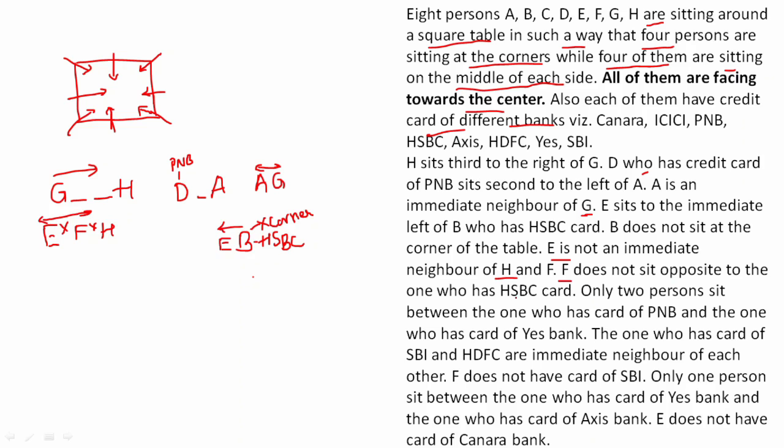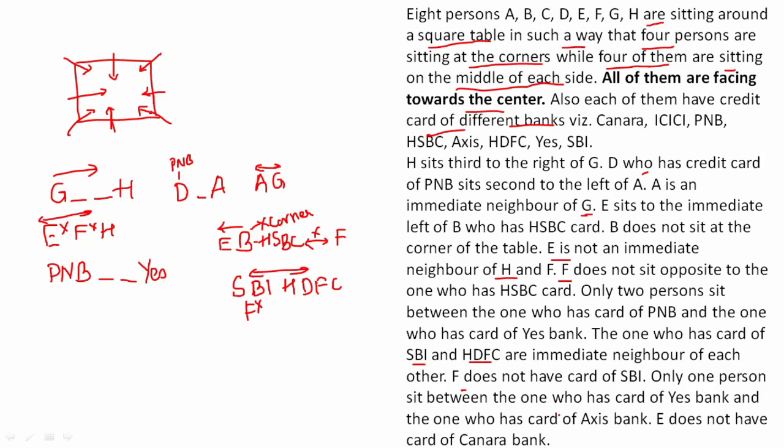F does not sit opposite to the one who has HSBC card. So B is having HSBC card. So opposite who will not be there? F will not be there. Only 2 persons sit between the one who has card of PNB and the one who has card of Yes Bank. But we have to put it separately because we do not have PNB. Only 2 persons will be sitting between PNB and Yes Bank. The one who has card of SBI and HDFC are immediate neighbors of each other. Okay. F does not have SBI card. So this cannot be F.